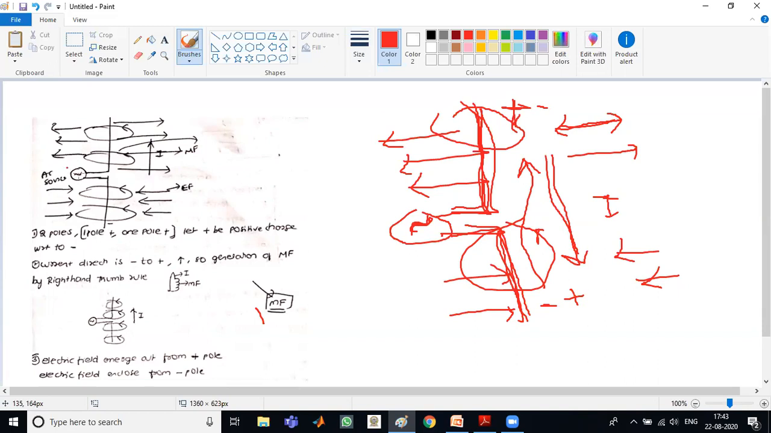It is a very simple concept. When you apply the source, the current is produced from the positive to negative side. This is considered negative to positive. If you consider this as a positive pole and this as a negative pole, the current moves in this direction, and the magnetic field from the right hand thumb rule is in this direction. And if this is the positive pole, the electric field will be outside, and if this is the negative pole, the electric field will be inside. This is a simple concept.